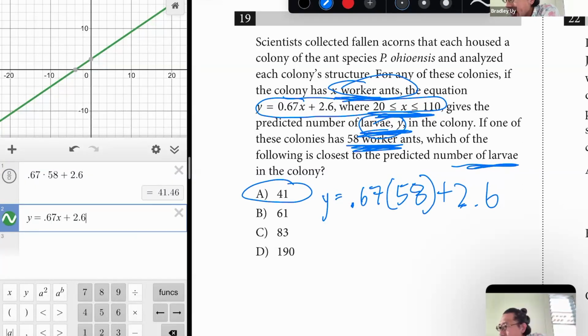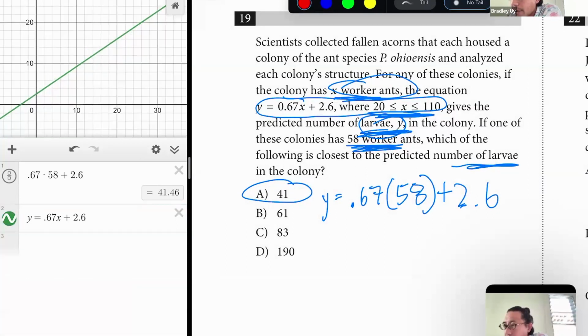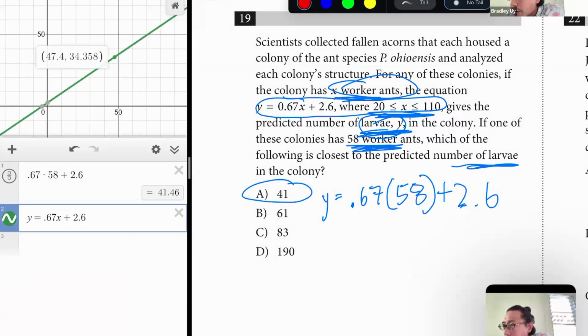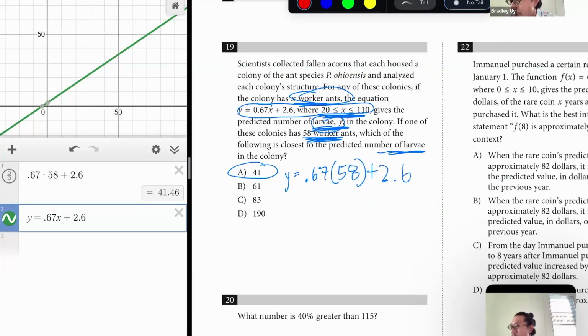And what we want to do is find the y, because that's what it's asking for, number of larvae, which is y, when x, worker ants, x is 58. So I'm going to go on this graph and I'm going to trace when x is 58. I zoom out a little. You can touch it and move it when x is 58. Y is roughly 41.46, which is why we chose A, 41. Okay, so that's how you can use this graph too. On the x-axis are worker ants, and on the y, the number of larvae that you would expect to see on average.